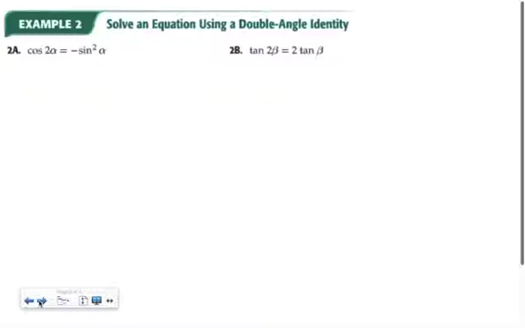In this example, we're solving an equation using a double angle identity. On the left side of the equation, I have cosine of 2 theta. On the right side, I have negative sine squared. I'm going to rewrite that cosine of 2 theta as 1 minus 2 sine squared of, this isn't a theta, it's an alpha, alpha equal to negative sine squared of alpha.